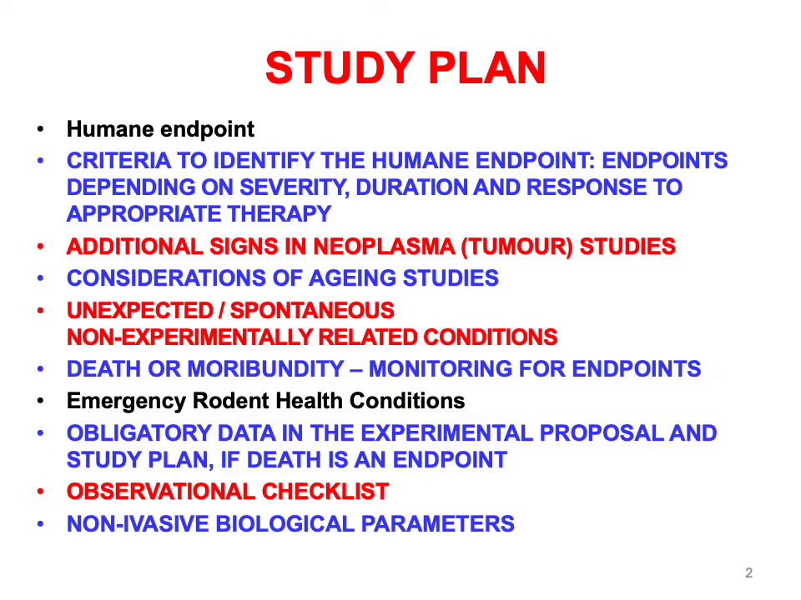Which type of data should obligatorily be given in the experimental proposal and study plan if death is an endpoint? I will provide also an observational checklist as a model, and we will see the non-invasive biological parameters which can be used.